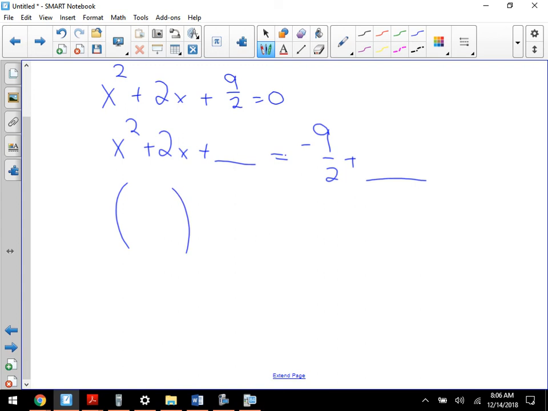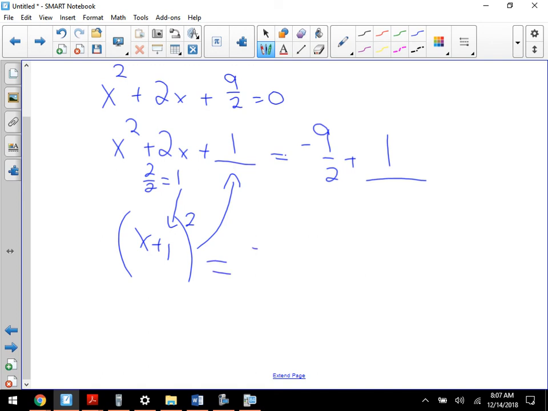Remember what you're doing. You take half of B. It drops to the parentheses. You square it, and you add it to both sides. Does that vaguely ring a bell? So then this would equal negative 9 halves plus 2 over 2 would be negative 7 halves. And then from there you would square root and add and subtract 1. Half of B, square it, and add that value to both sides.